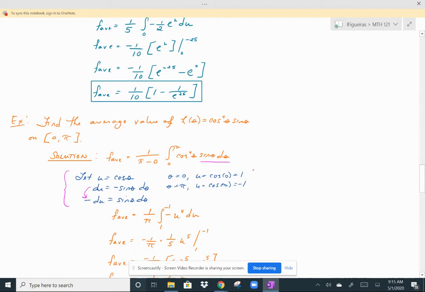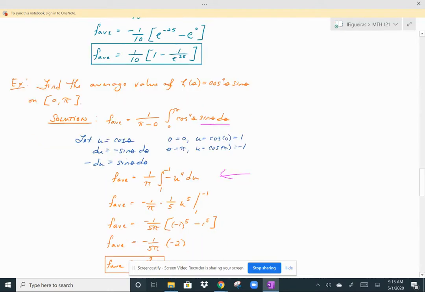Then again, I reevaluate the limits. When your lower limit, theta, is 0, u is cosine of 0, which is 1. When theta is pi, u is cosine of pi, which is negative 1. So 1 and negative 1 are your new limits. All right, so we plug in that information here. So I have 1 over pi, the integral from 1 to negative 1 of negative u to the 4th du.